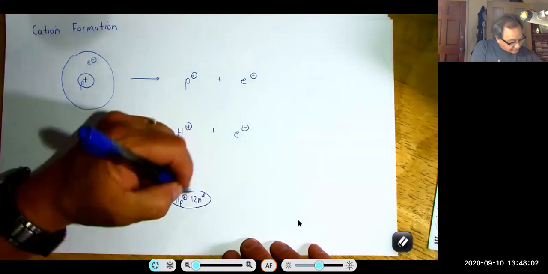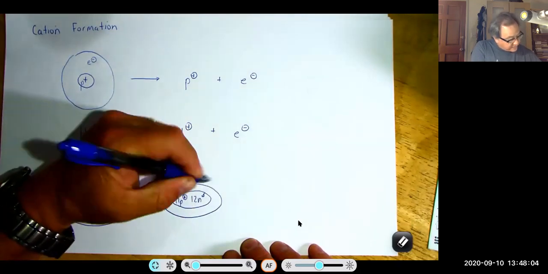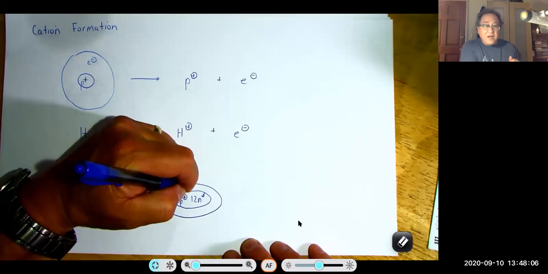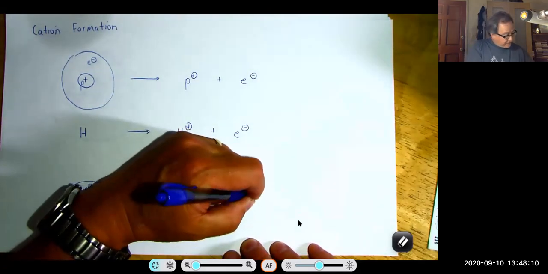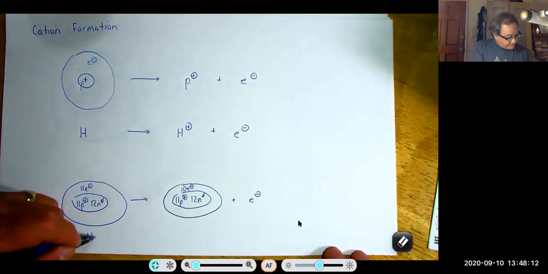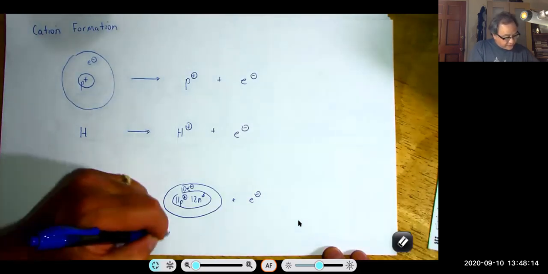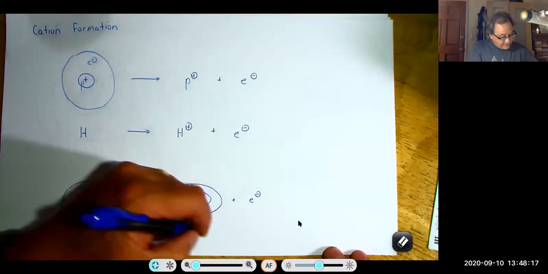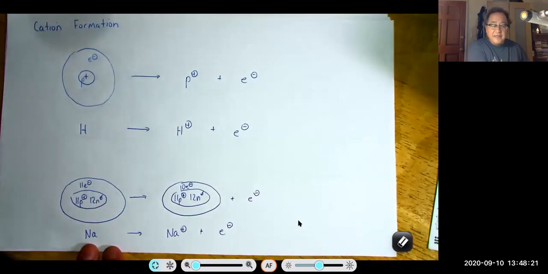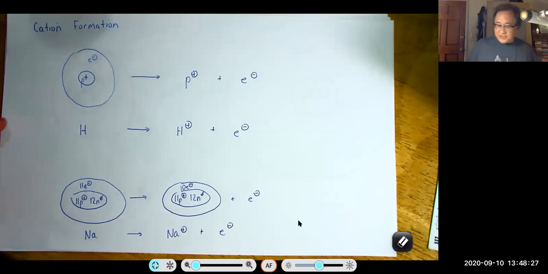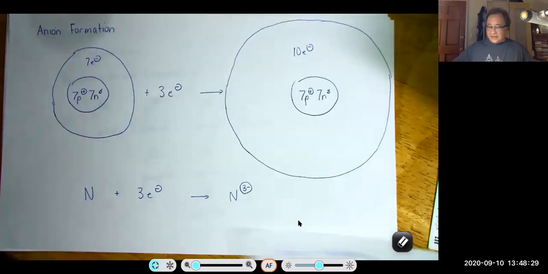And I'm going to make this smaller because we've lost an electron. And where is that electron? There it is. So the way we would write this is sodium is becoming a sodium ion plus an electron. So we say here that this sodium is about to lose an electron, or this sodium loses an electron. So that's cation formation, and that's anion formation.